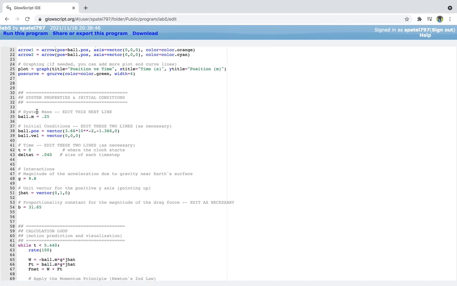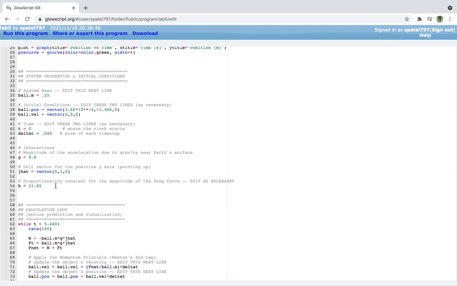When we take a look at our code, we need to establish several important variables. We have the mass of the slinky as 0.25 kilograms, the initial position vector, which was obtained from the Tracker data, and the initial velocity vector as 0. The force due to gravity is 9.8, and the unit vector j hat is 0, 1, 0, as we discussed in the introduction. Next, we have the proportionality constant, which gives us a constant for the magnitude of the drag force. This value is quite large because the video that we analyzed in Tracker was in slow motion.